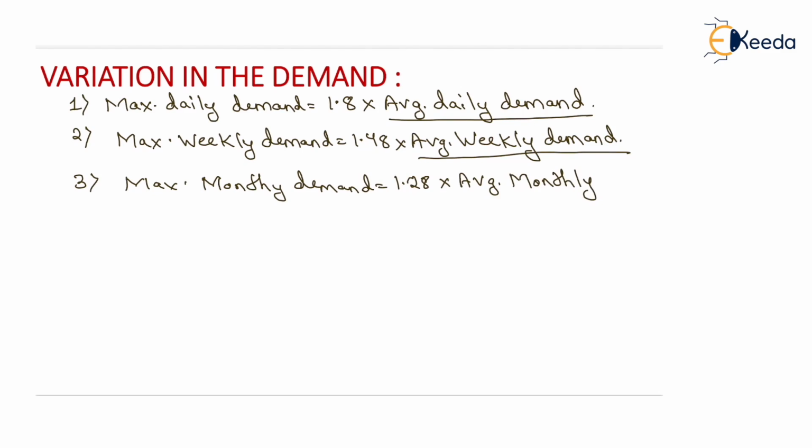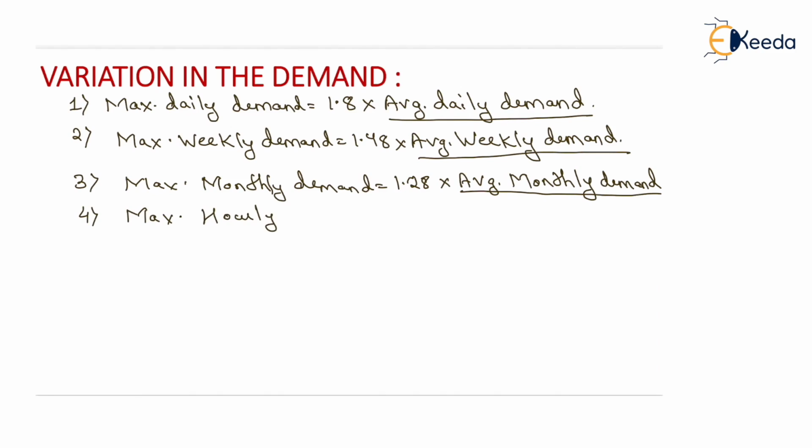Now how can we compute the average monthly demand? In a particular year we had 12 months and we had 12 months of data. So we will add all these 12 months of data and divide it by 12, we will get the average monthly demand. Now if we want to compute the maximum monthly demand, we need to multiply the average monthly demand by 1.28. Now the next variation will be very important, that is the maximum hourly demand.